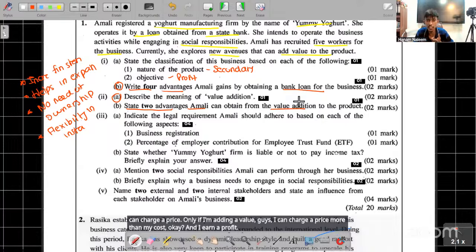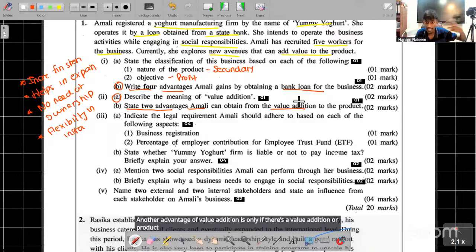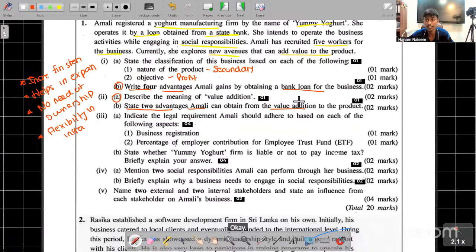Another advantage of value addition: only if there's a value-added product will customers trust the product. We can increase the sales of the product. Not only that, our reputation will increase. You will say, sir's class is good, only if you feel that I'm adding value to your knowledge. My reputation will increase, and promotions can be done automatically.